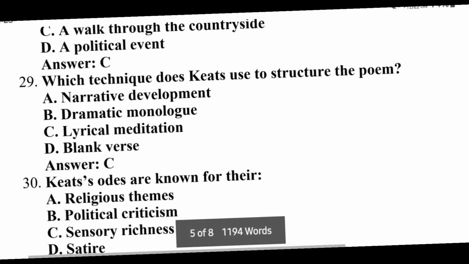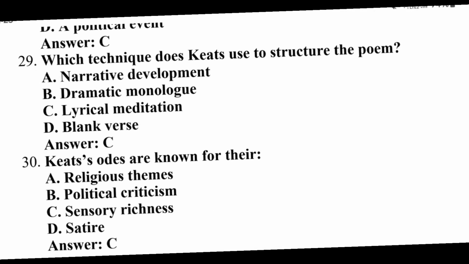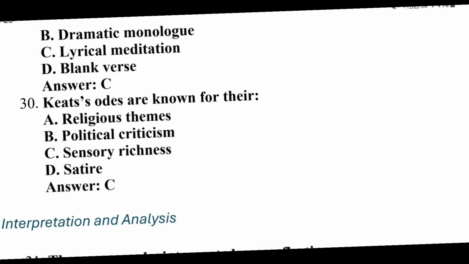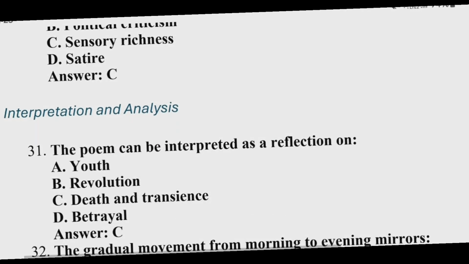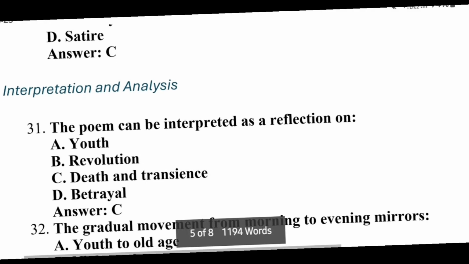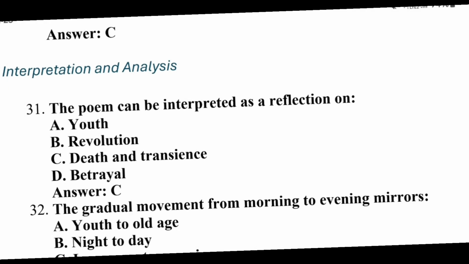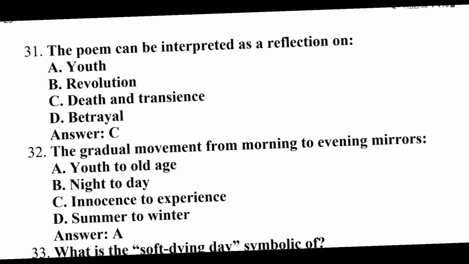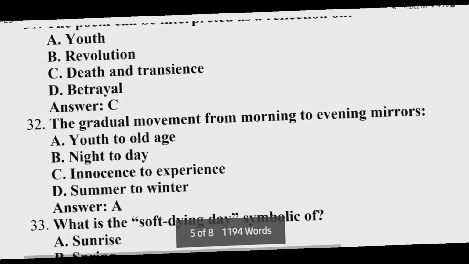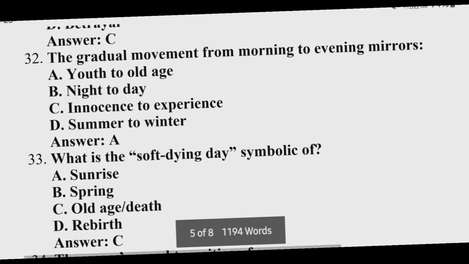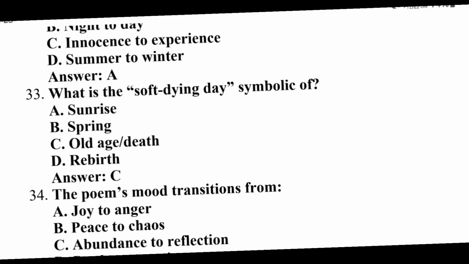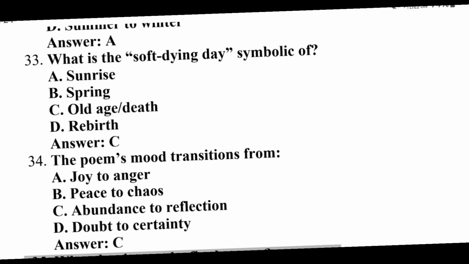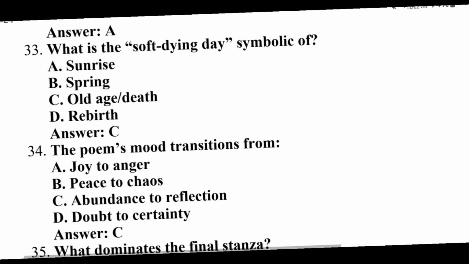Keats' odes are known for their sensory richness. Now some interpretation and analysis of this poem. The poem can be interpreted as a reflection on death and transience. The gradual movement from morning to evening mirrors youth to old age. What is the soft dying day symbolic of? Old age and death. The poem's mood transitions from abundance to reflection.